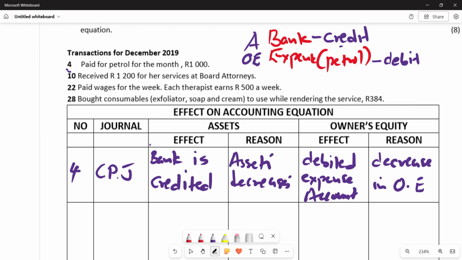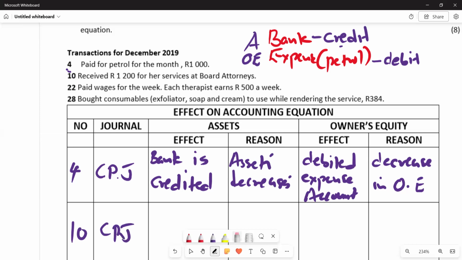Then we move on to the next one, which is on the 10th. So let's just try to see what we have on the 10th. Right here, we have got our 10th. So we can just indicate here 10. And then first column is journal. Let's read the transaction. Received 1,200 rands for services and board attorneys. So we are receiving. So obviously, our journal is going to be cash receipts journal.